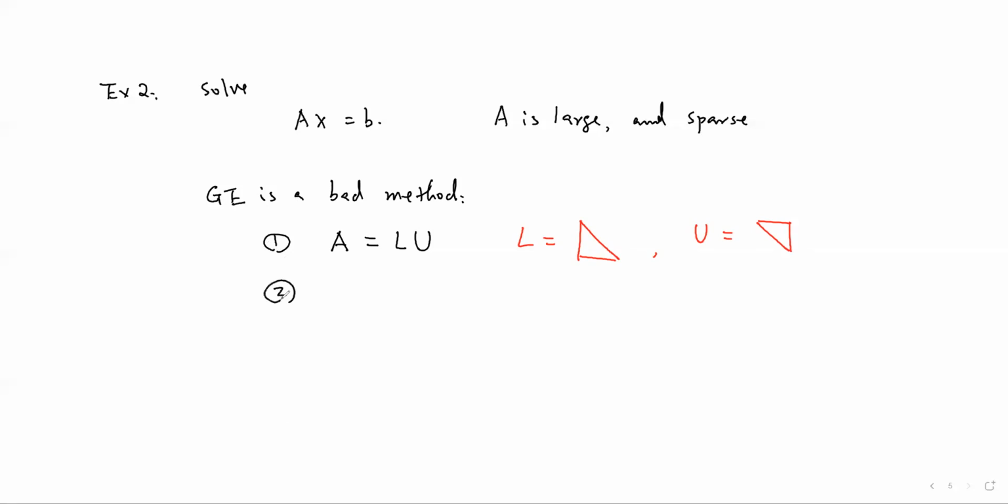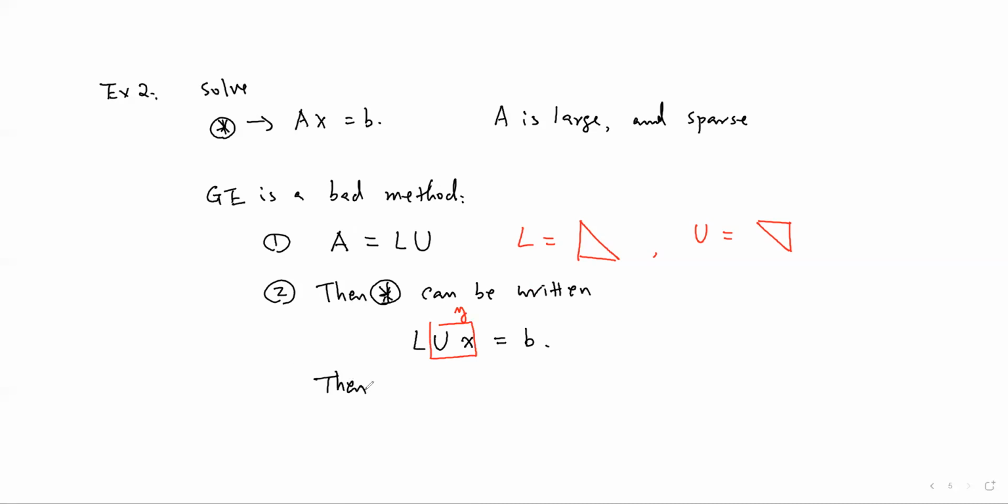Then the linear system, let me give a name to this linear system, say star, can be written as L times U times X is equal to B. Now, let me denote U times X by Y. I want to get X. Then I can solve the linear system LY equals B. After I get Y, Y is equal to U times X.